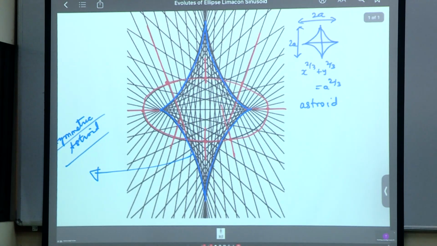I told you it's the evolute moving. The evolute of the ellipse is moving and tracing these things. But still, why is that showing up? The question is, why does that shape show up? Why is this shape showing up?